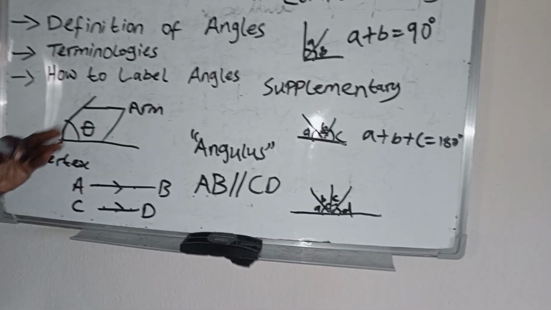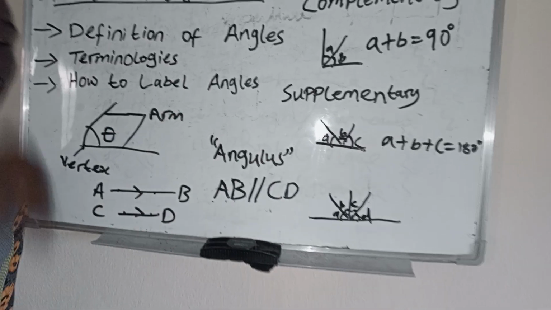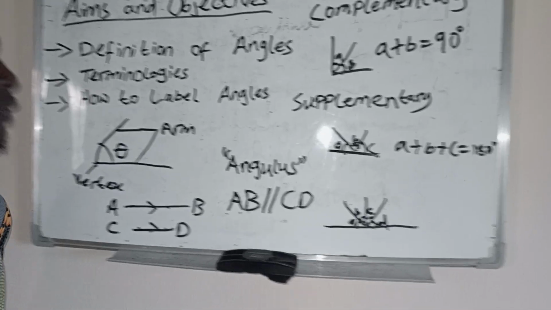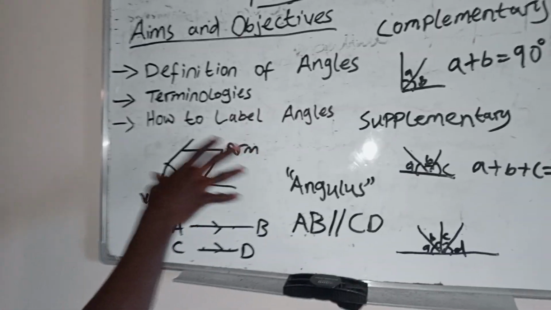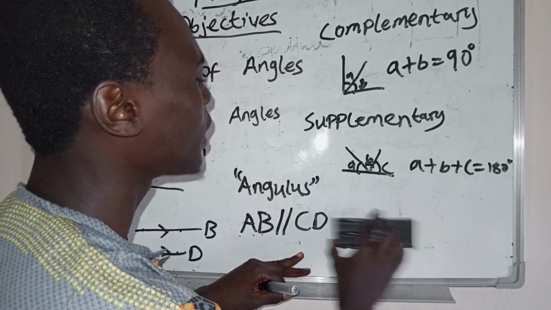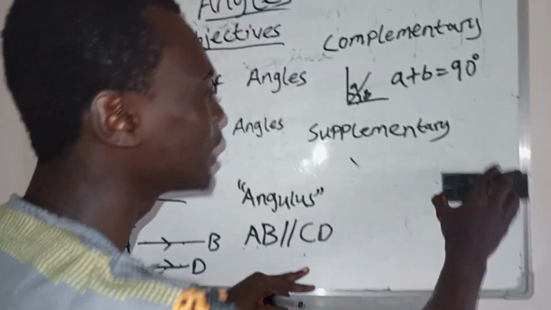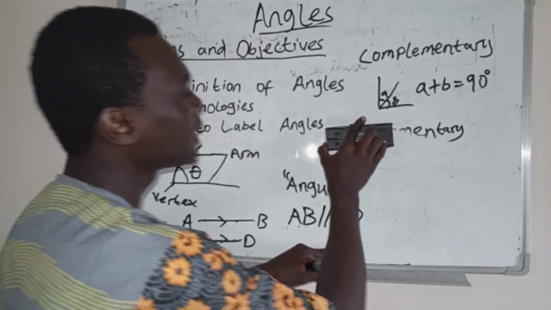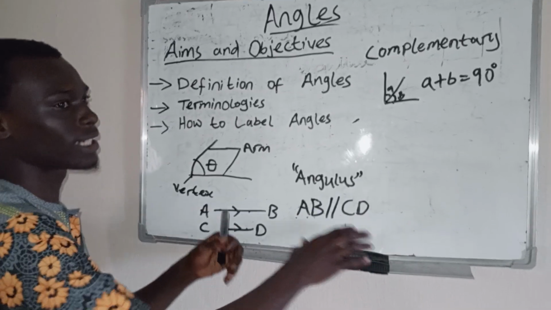Well, let me end the terminology here. As we go on, I'll give you more terminology and explain further. So now, how to label angles. Most of the time in labeling angles, we make use of Greek letters like alpha, beta, gamma.